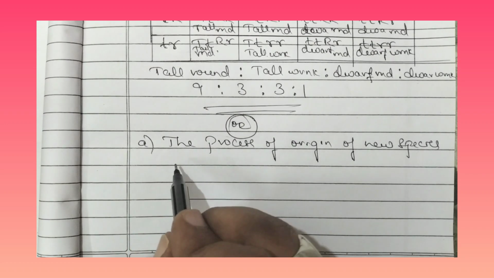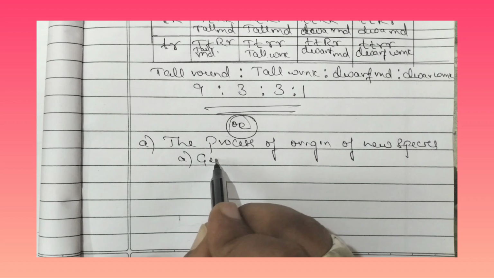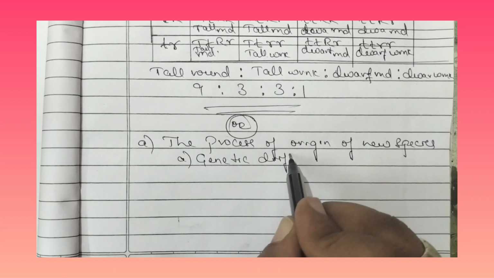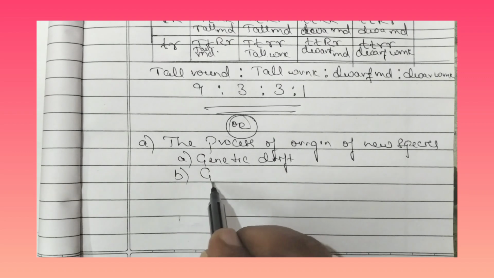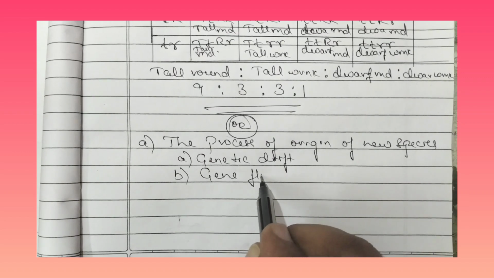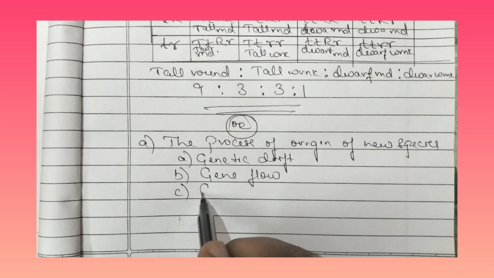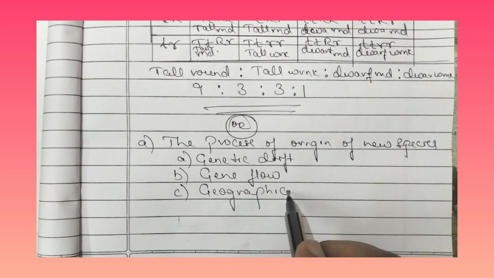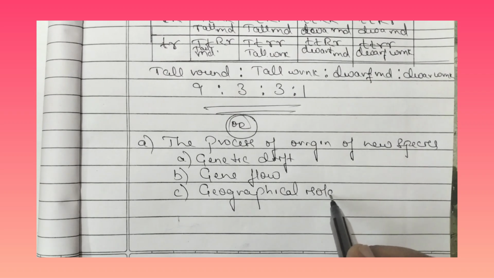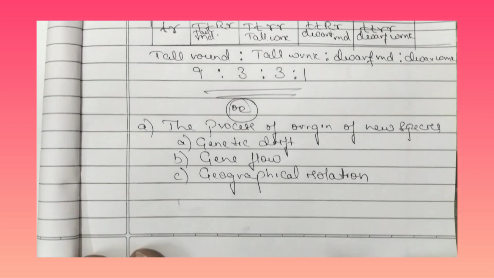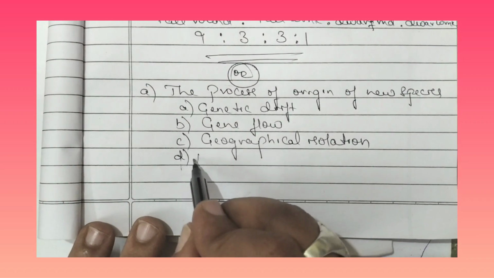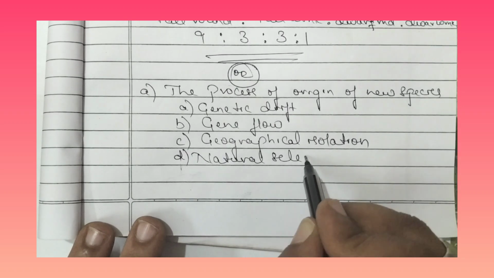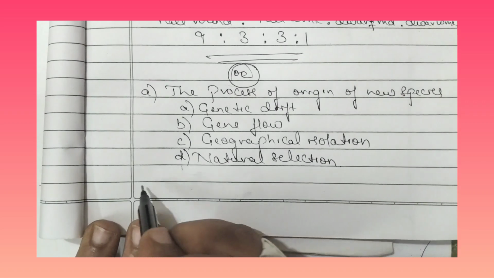What are the factors responsible for speciation? The factor responsible for speciation is genetic drift. Second one, gene flow. Third one, geographical isolation. And the fourth one is natural selection. ಇದು ಒಂದು ಕ್ವಶನ್ಗೆ ಆನ್ಸರ್ ಆಯಿತು.